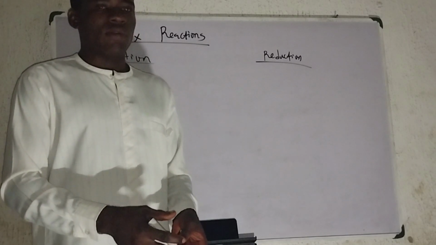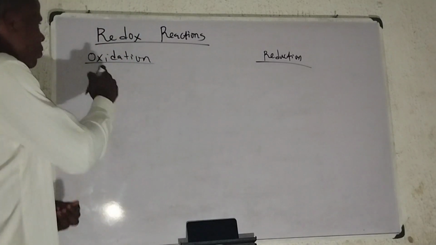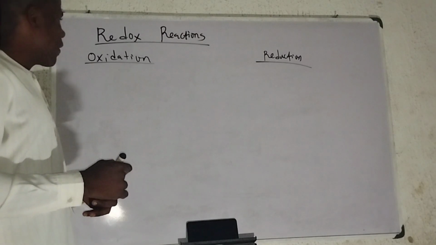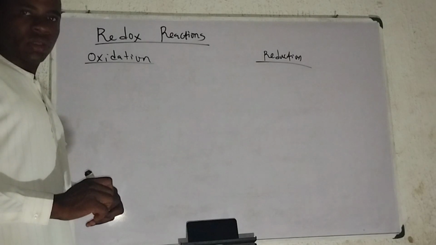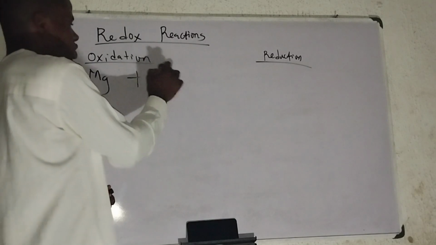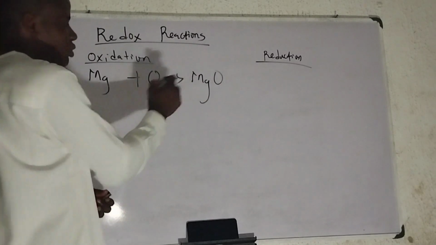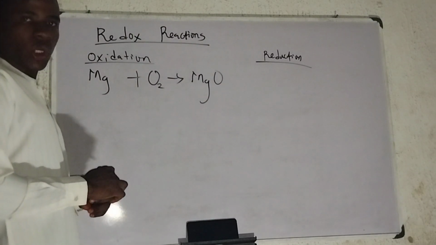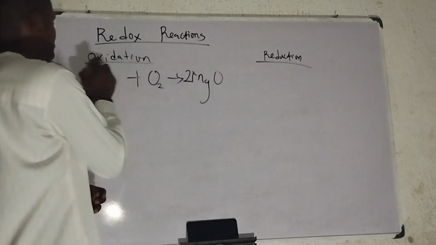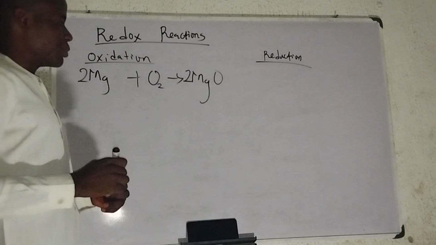Now let's use equations and reactions to explain what we mean. We said that oxidation is the addition of oxygen. If you want the reaction between magnesium and oxygen, what do you think will happen? When you react magnesium metal and oxygen, we'll form magnesium oxide. Oxygen cannot be written like this, it is diatomic. Now let's balance the equation. I have two atoms of oxygen, so if I add 2 here, I'll add 2 here. The equation is balanced.